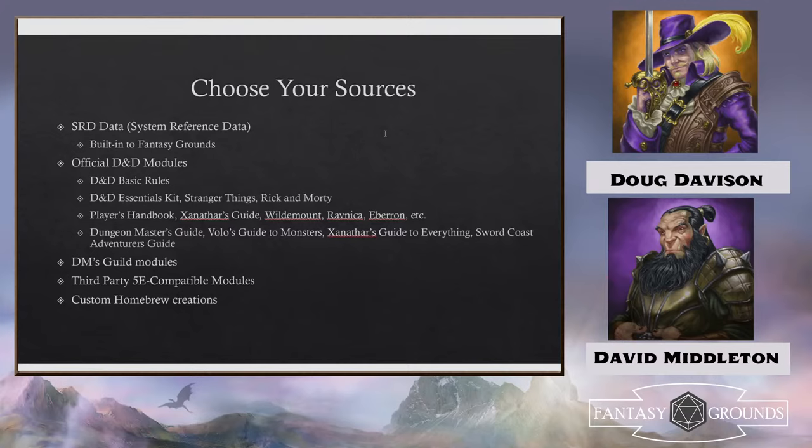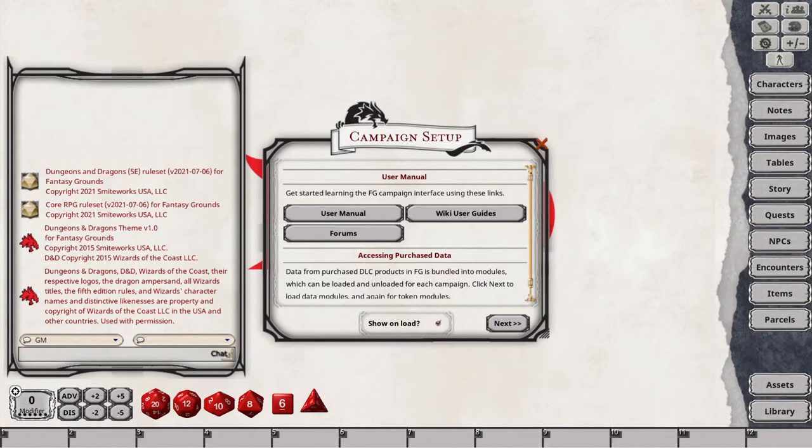Now you can mix and match as many of these things as you want and then come back into it. So we're going to jump back into Fantasy Grounds here. Let's turn off my PowerPoint, and then we're going to go back to Fantasy Grounds. All right, so this is what the campaign looks like when it first loads up.